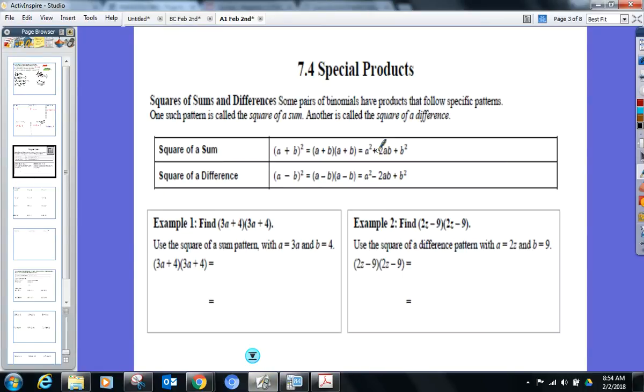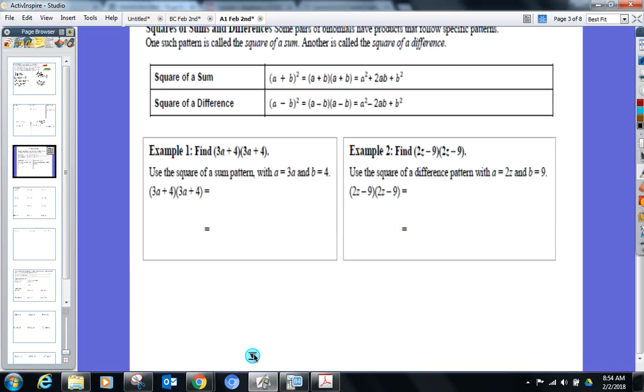I'm not going to talk about it. You guys know how we're going to do this right from the get-go from the example. So look at example 1: 3a plus 4 times 3a plus 4.